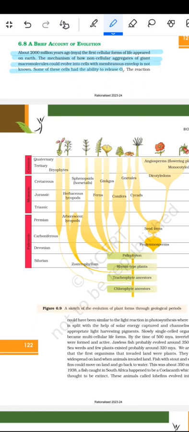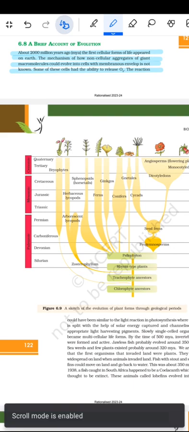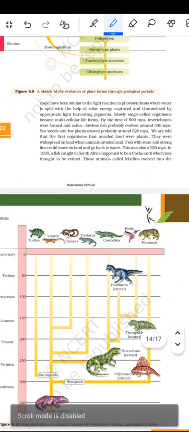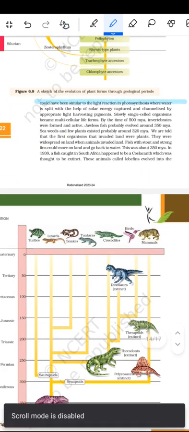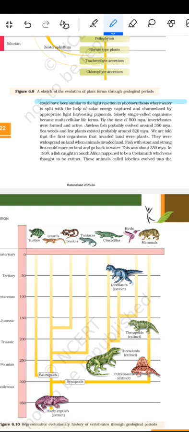Some of these cells had the ability to release O2. The reaction could have been similar to the light reaction in photosynthesis, where water is split with the help of the solar energy captured and channeled by the appropriate light harvesting pigments.